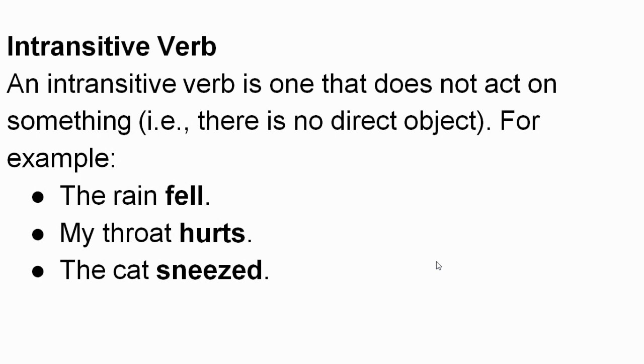An intransitive verb is one that does not act on something. That is, there is no direct object. For example, the rain fell. My throat hurts. The cat sneezed.